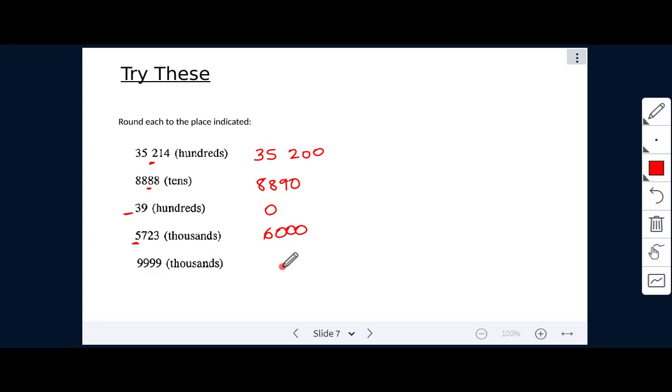And then last one, 9,999. We're rounding to our thousands place. We have 9 on the right hand side. So this 9 has to be increased by 1. So it goes up to 10. So that becomes 10,000.